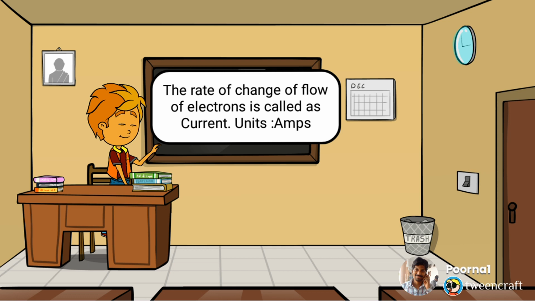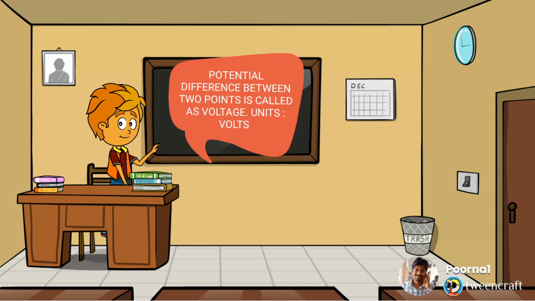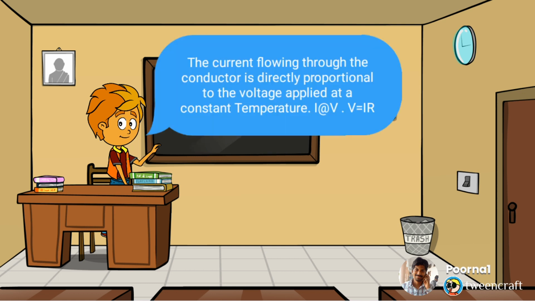The rate of change of flow of electrons is called current. The units are amperes. Potential difference between 2 points is called voltage, and the units are volts. The current flowing through a conductor is directly proportional to the applied voltage at a constant temperature. I is proportional to V, and V is equal to IR. This is the formula for Ohm's law.